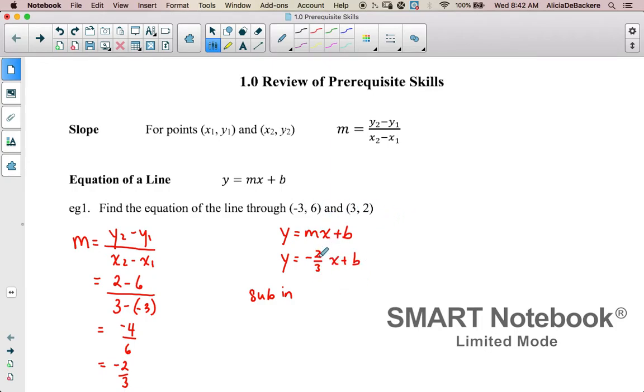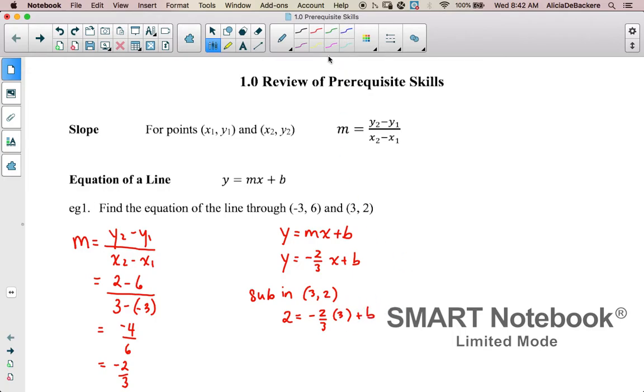Here what I'm noticing is the m value has divided by 3. So I want the x value to be something that divides easily by 3. Now both of these x values are easily divisible by 3, so it doesn't really matter which one I choose. I'll probably pick the one with the positives. So I'm putting in 2 for the y and 3 for the x.